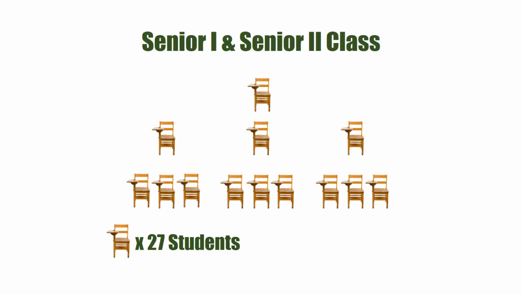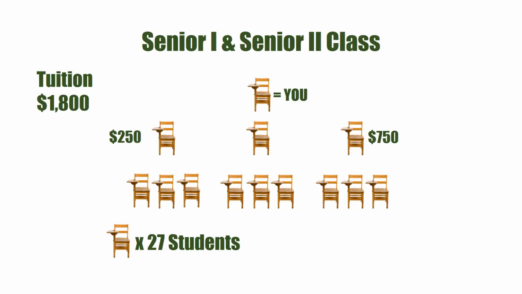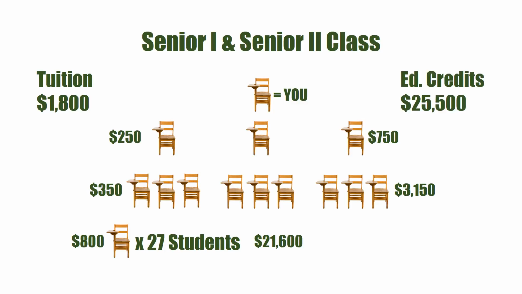Now senior 1 and senior 2 class. You are at the head of the class, 39 seats behind you. Tuition is $1,800, but it pays back $250 for row number 1, or a total of $750. $350 for row number 2, $3,150 when those 9 seats fill. And then $800 for row number 3, 27 students on row number 3, a total of $21,600. Or $25,500 for each class when it's completely filled.